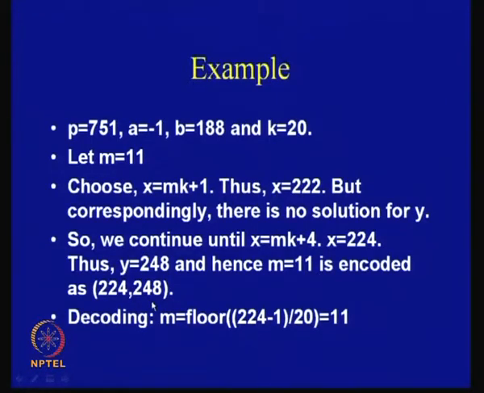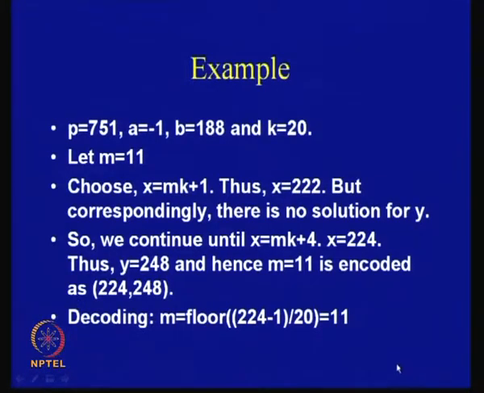Now I want to obtain back the value of m from this. So, what I do is I take this 224, subtract out 1 and divide it by 20, and then take the floor of this, which is equal to 11. That is essentially how you get back m from the pair x comma y. Now I think it should be clear why there will be at least one value for which this pair is a valid pair.